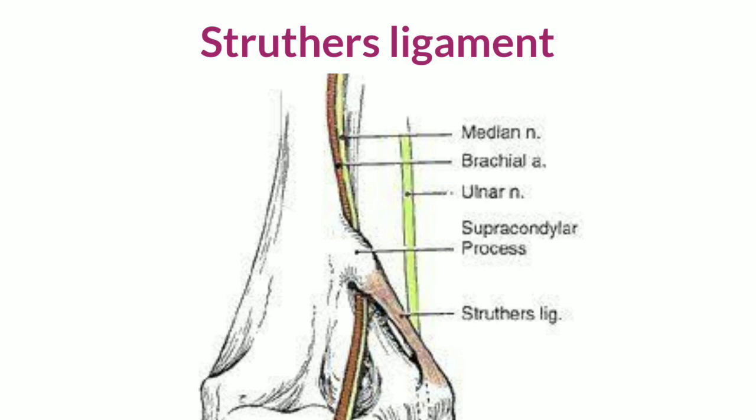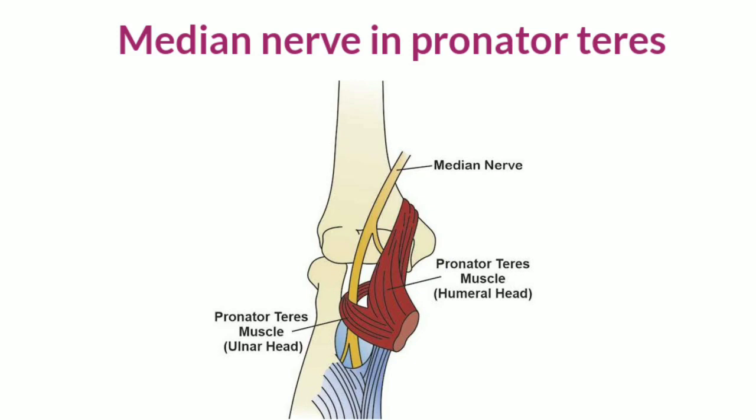After passing through this, the median nerve enters the cubital fossa and passes through the two heads of pronator teres. What are the two heads of pronator teres? Superficial head and the deep head. Between the two heads, the median nerve passes, and after leaving the cubital fossa, it becomes the anterior interosseous nerve. So before coming into the cubital fossa, it passes through Struthers ligament, and in the cubital fossa it passes through two heads of pronator teres. After this cubital fossa, it becomes the anterior interosseous nerve.